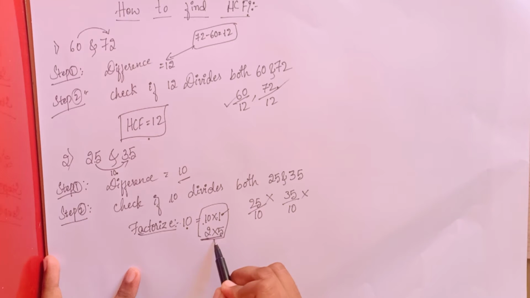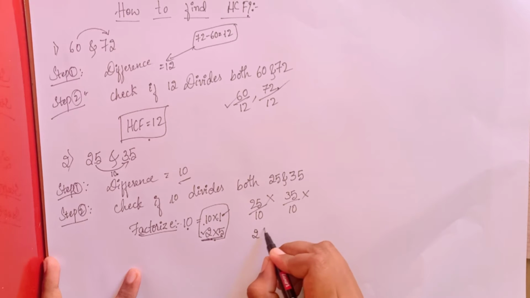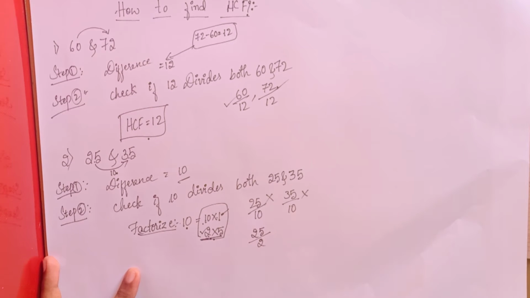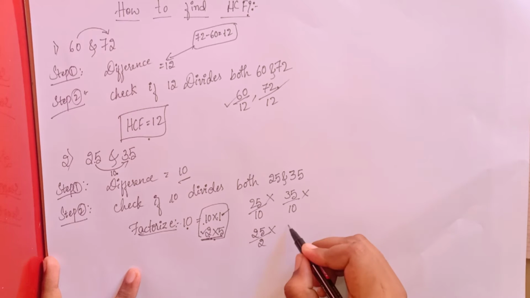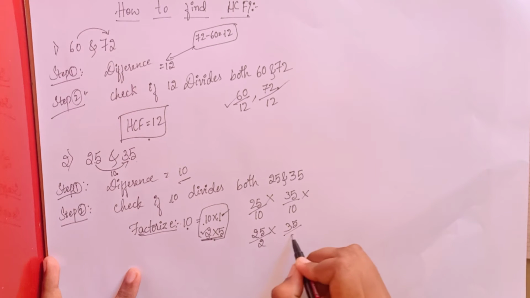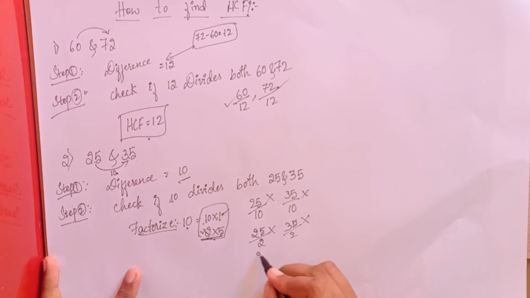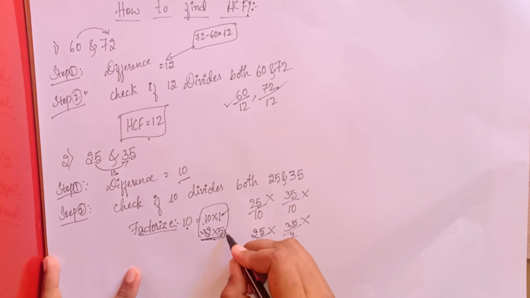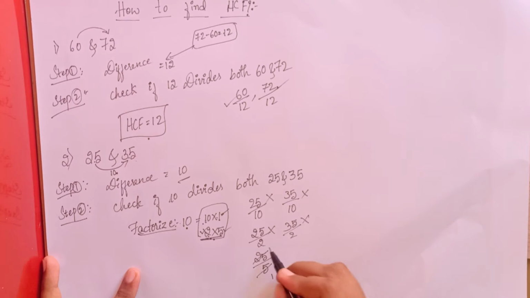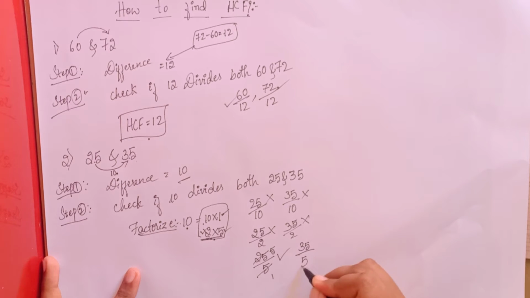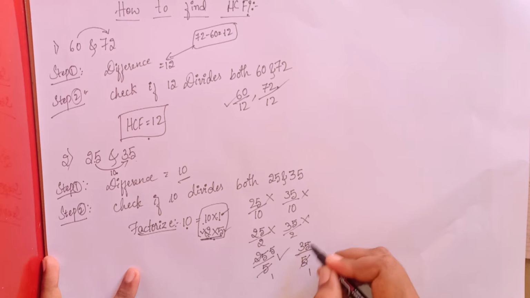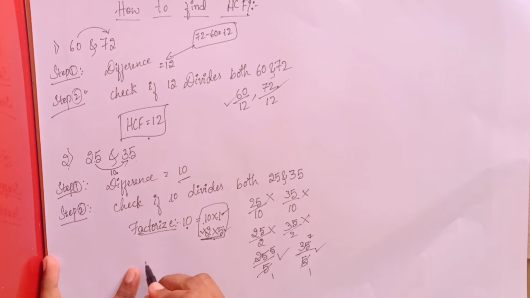So we need to go with the other numbers. First we check with 2. 25 divided by 2 does not divide, and 35 divided by 2 is also not possible, so this is not okay. Next, 25 divided by 5: 5 times 5 is 25, it is possible. 35 divided by 5: 5 times 7 is 35, also possible. So we can say the HCF is 5.